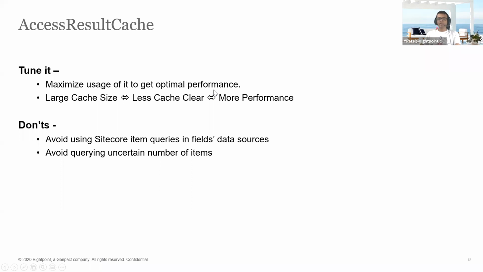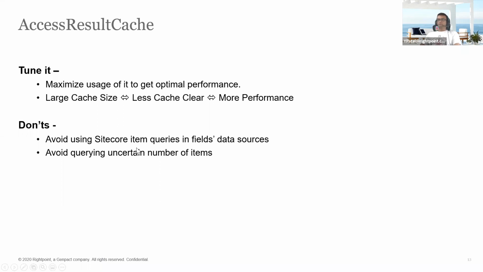So we doubled it, then we tripled it, and then I think we went 10 times. I have no idea right now, but I remember it was more than 5 or 10 times what we had set. After that, we got very good performance there. So that's how we derived that a larger cache size means less cache clearing, which gives you more performance. But again, if you are not using security, just do not try to tune the size, just disable the access result cache.